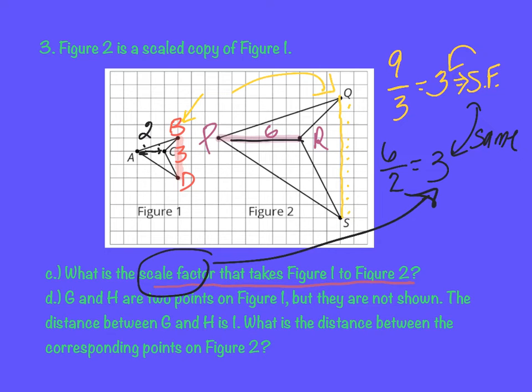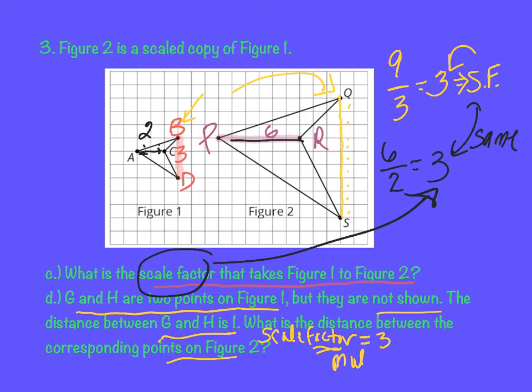G and H are 2 points in figure 1, but they are not shown. Okay. The distance between G and H is 1. What is the distance between the points on figure 2? Well, because we know the scale factor is equal to 3, and with a scale factor we always multiply. So what I'm going to do, of course, is take the 1 that's given, multiply that times 3, so the new distance is 3 units.